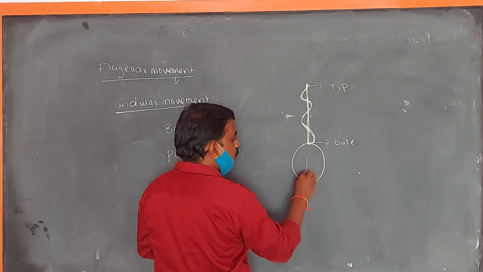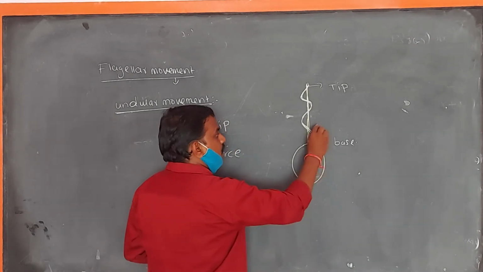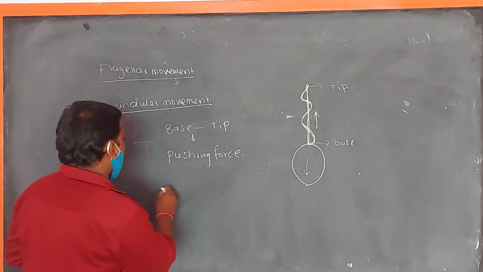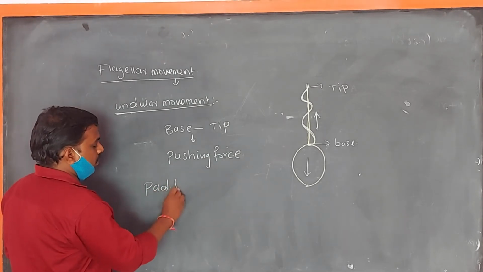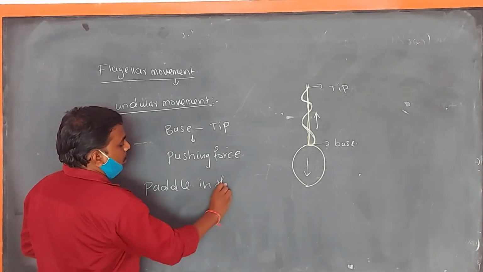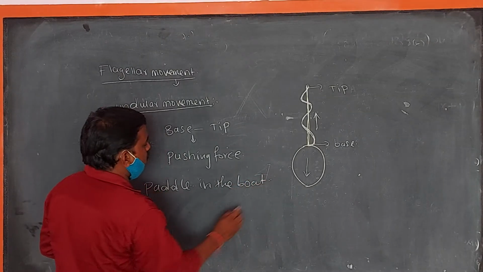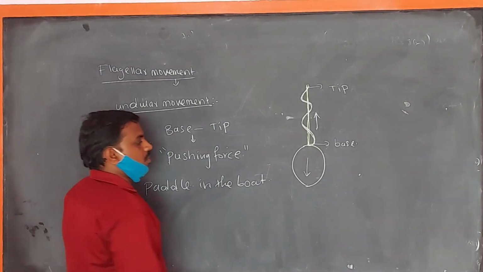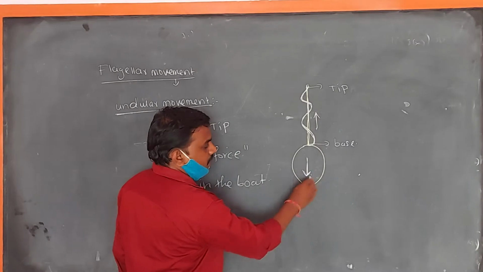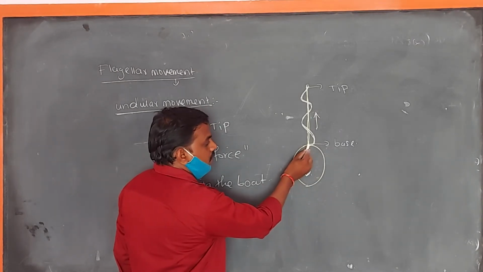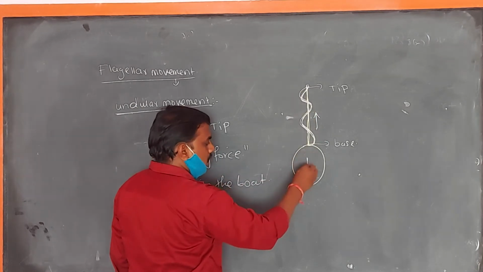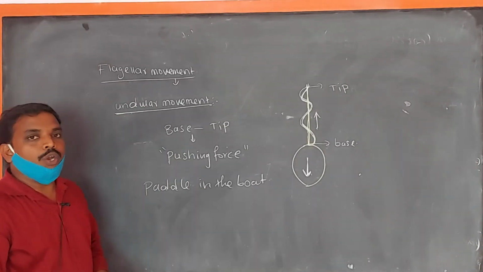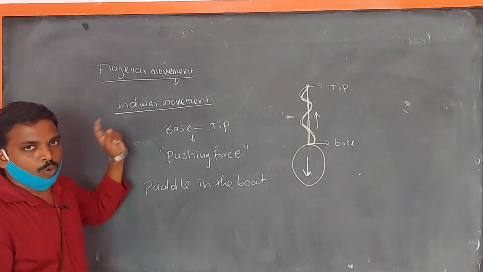So the organism which moves in the backward direction, it is also called the pushing force, like a paddle in a boat. The organism which moves in the backward direction, the movement which occurs from the base to the tip, is also called the undulation or angular movement.